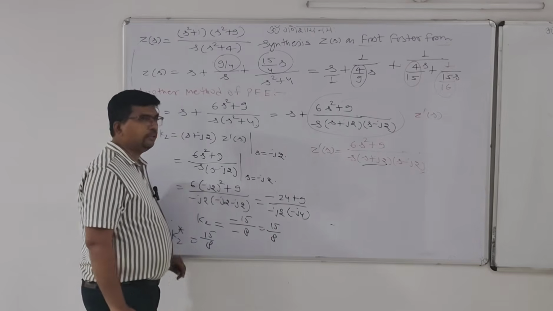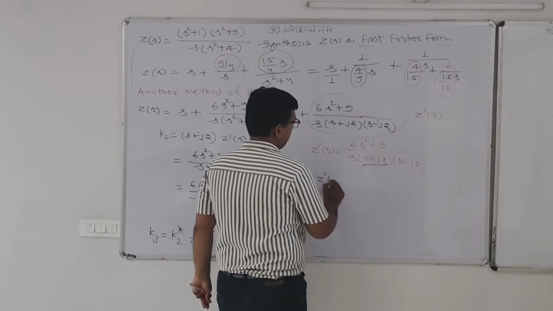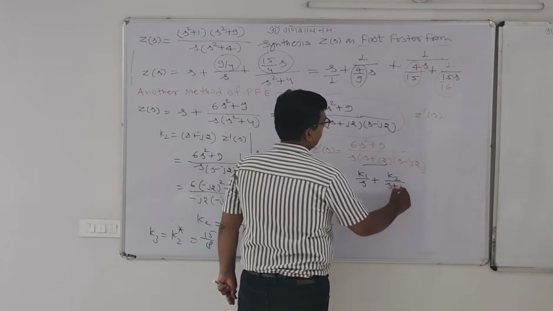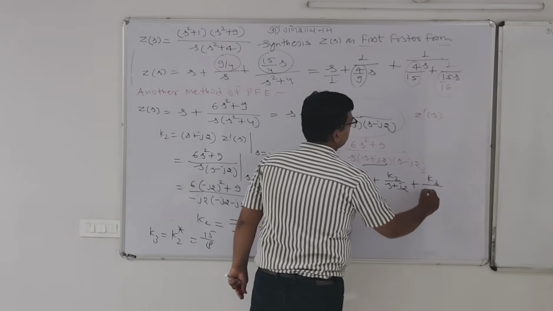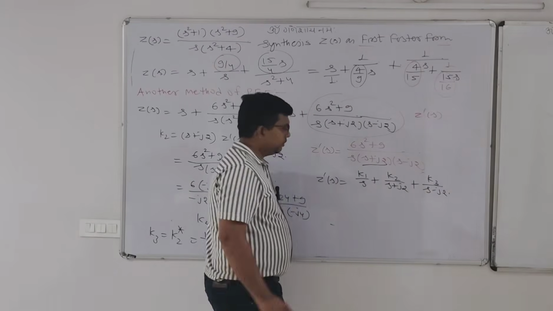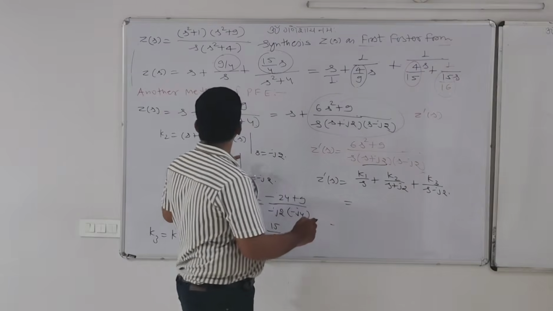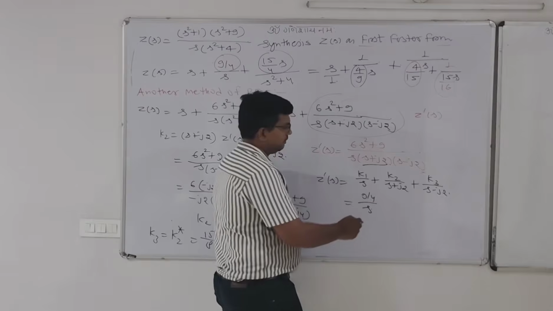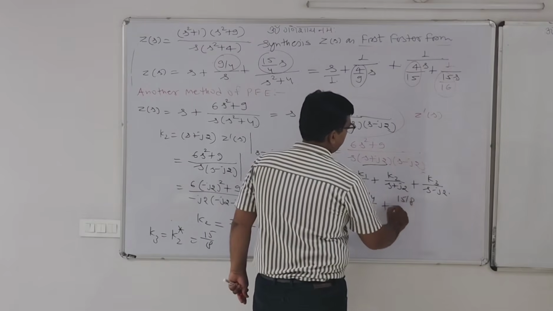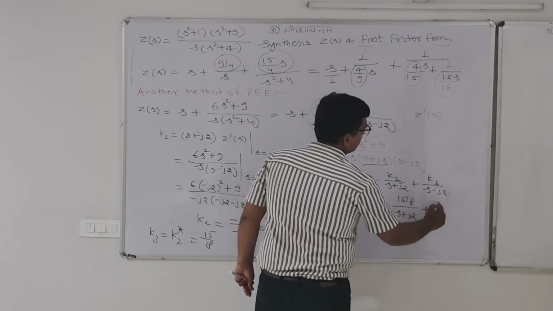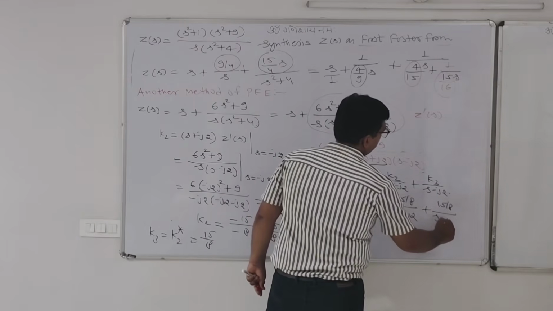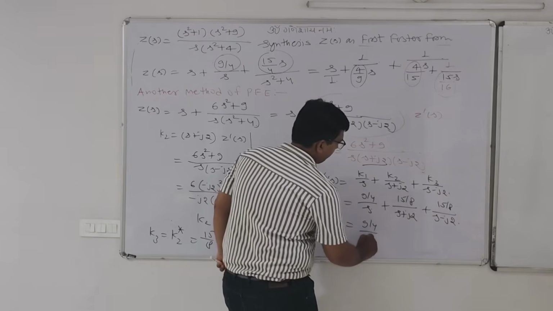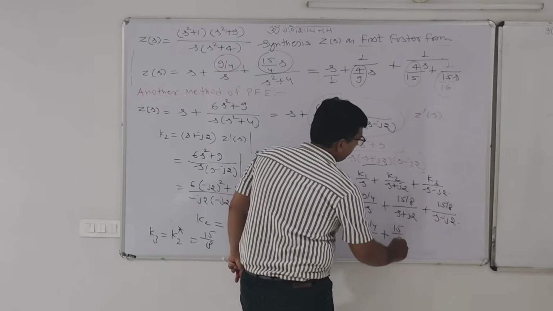Now once we know K1, K2, K3, we will find Z dash S. What is Z dash S? It is K1 upon S plus K2 upon S plus j2 plus K3 upon S minus j2. Put the values. K1 we have already determined earlier, that was 9 by 4 S. K2 is 15 upon 8, and K3 is also 15 upon 8. In both terms 15 upon 8 is common. So this becomes 9 by 4s plus 15 by 8 common.